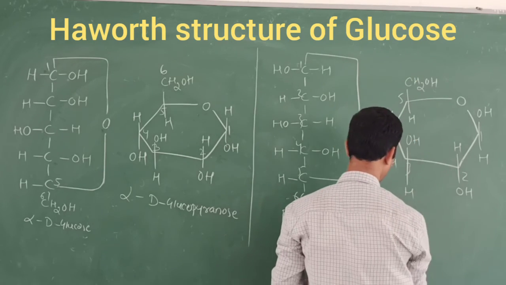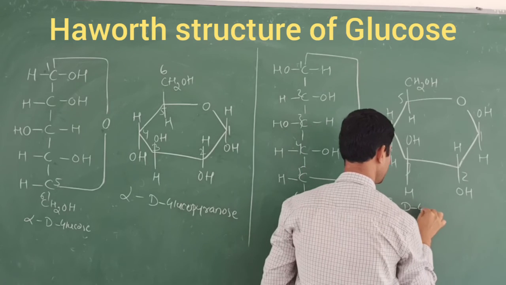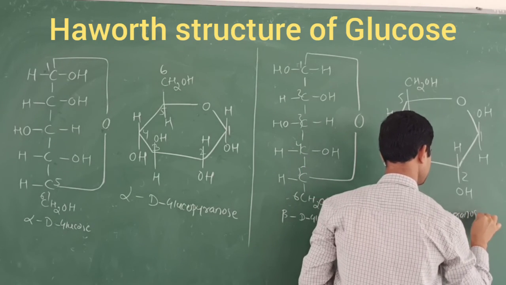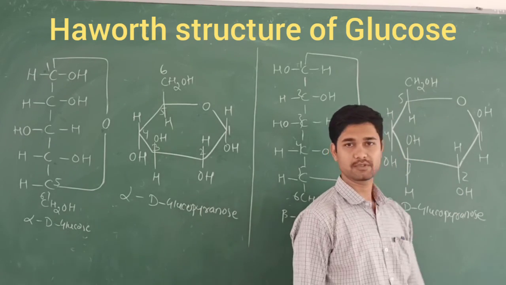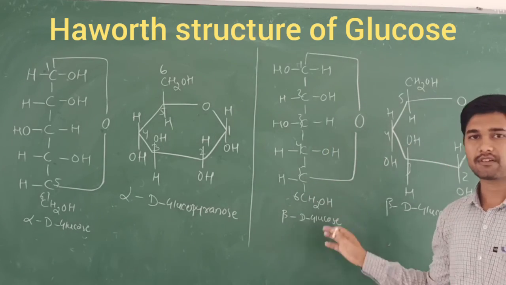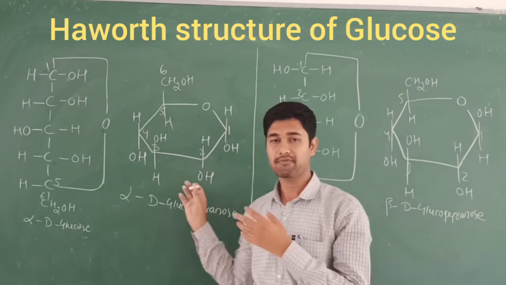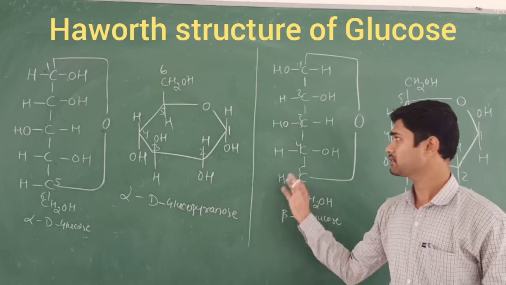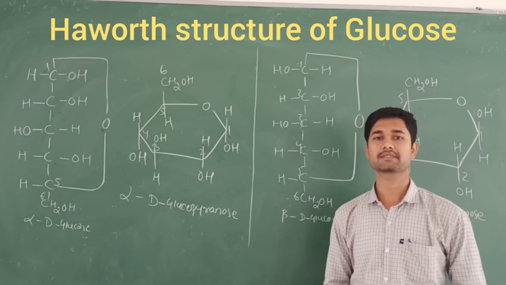Its name is beta D-glucopyranose. So this is the Haworth structure, the cyclic form of glucose. They contain a 6-membered ring, so they form the cyclic hemiacetal ring.